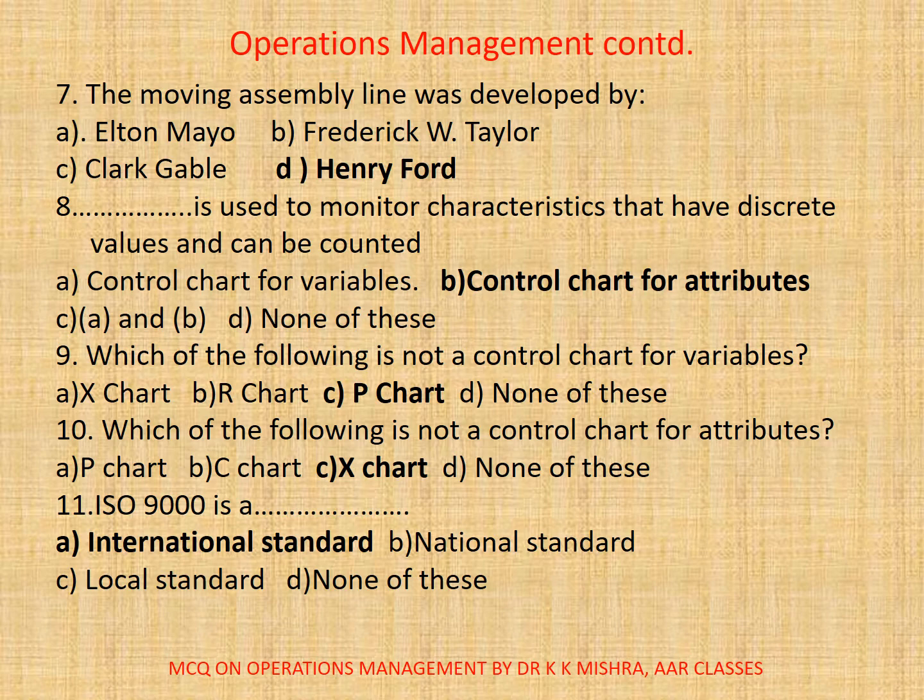10. Which of the following is not a control chart for attributes? A. P chart, B. C chart, C. X chart, D. None of these. Here correct option is C. X chart.